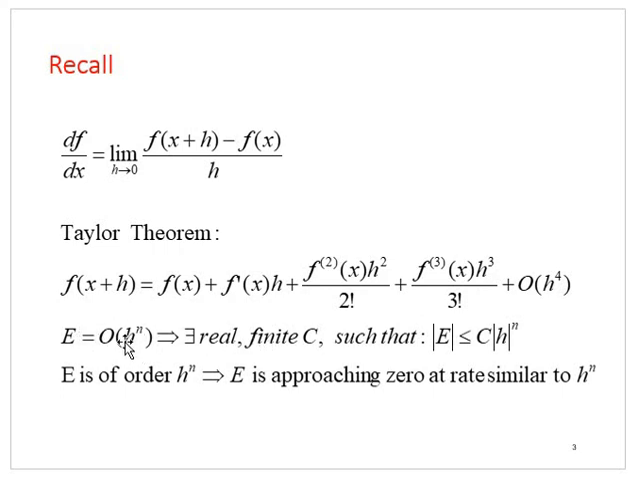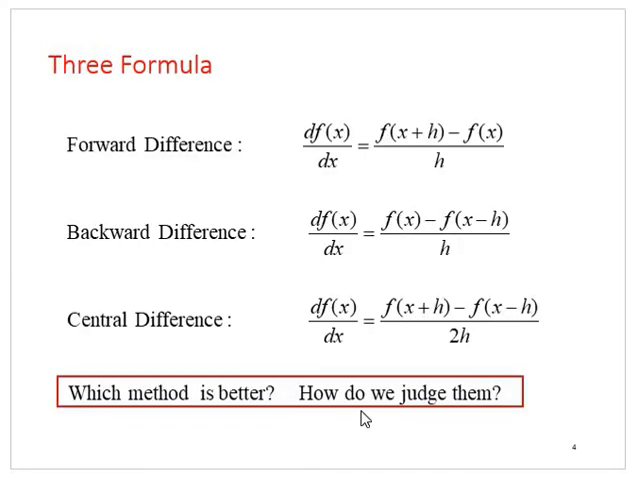So E equals O(h^n) means there exists a real and finite value of C such that the modulus of E is less than or equal to C times the modulus of h to the power n. E is of order h, and E is approaching 0 at a rate similar to h to the power 4. So O(h^4) is the truncation error.